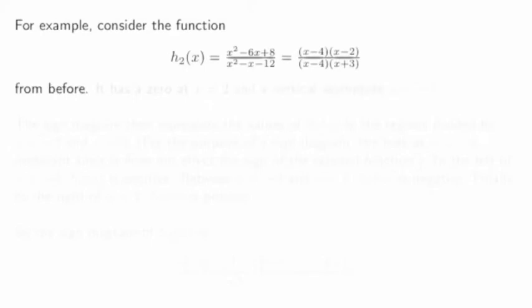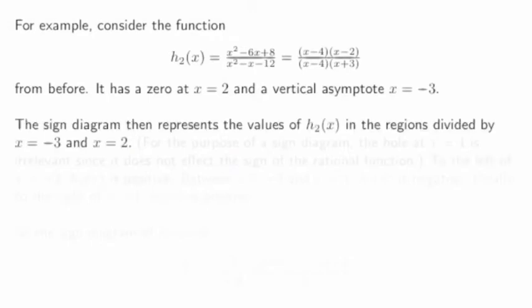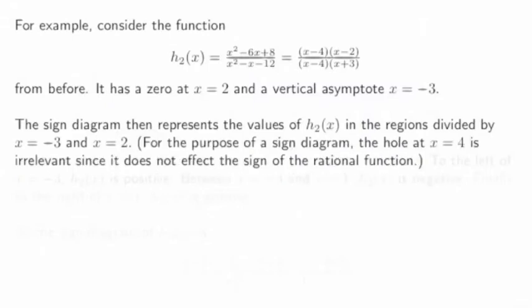For example, looking at this function from before, it has a 0 at x equals 2 and a vertical asymptote at x equals minus 3. The sign diagram then represents the values of this function in the regions divided by x equals minus 3 and x equals 2. For the purpose of a sign diagram, the hole at x equals 4 is irrelevant, since it doesn't affect the sign of the rational function.